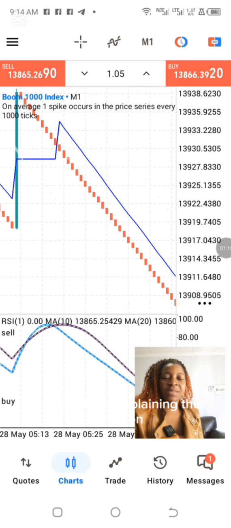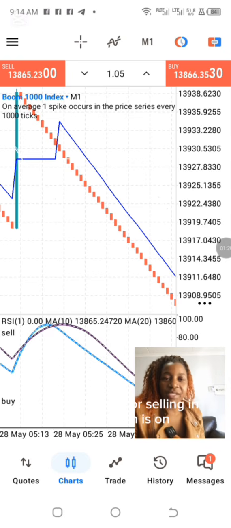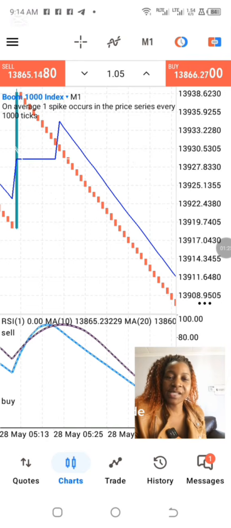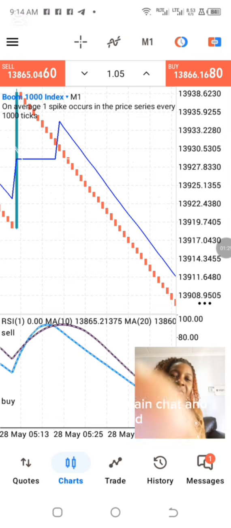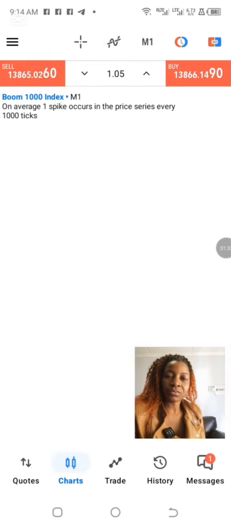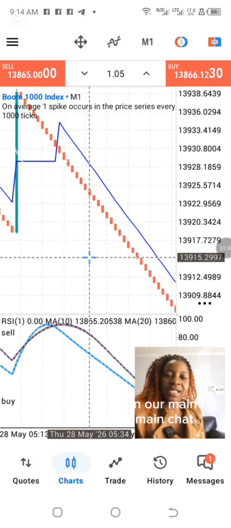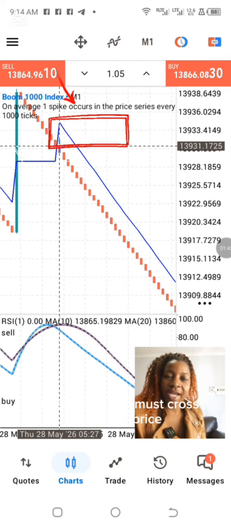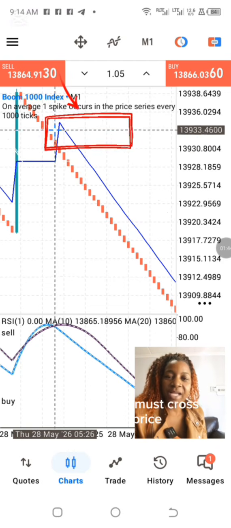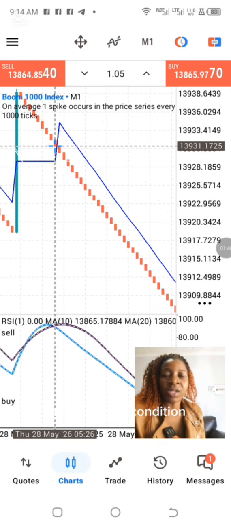So I'll begin by explaining the condition of selling in Boom, which is on Deriv, or selling in GainX, which is on WellTrade. So the first condition, we come on our main chart, and on our main chart, the first condition is that the Ichimoku line must cross above the price or must be above the candlesticks, like what happened here. That's the first condition.